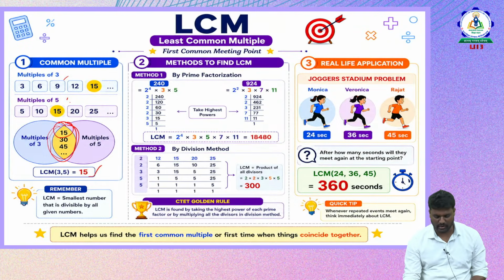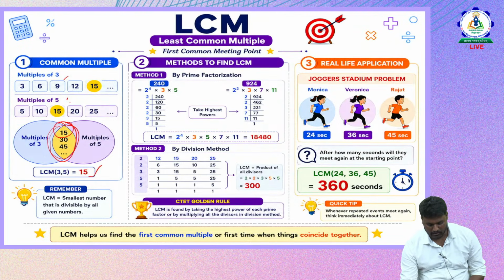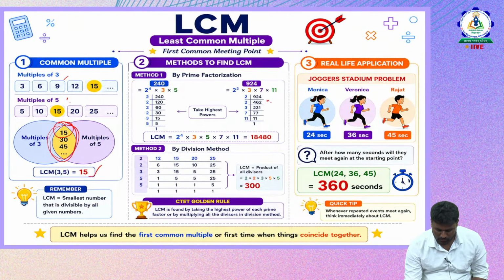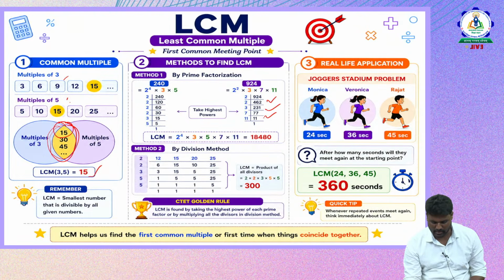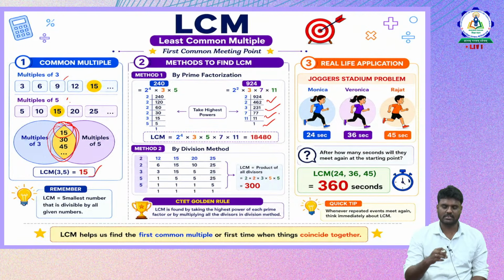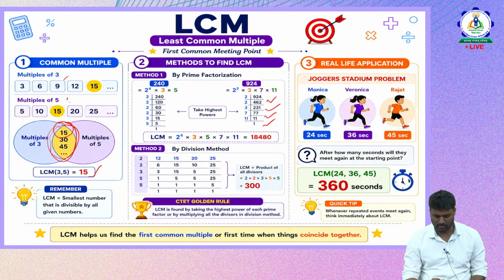Okay, similarly for 924 we can see that 924 can be written as 2 into 462, and 462 again we can write as 2 into 231. 231 can be written as 3 into 77, and 77 can be written as 7 into 11, and 11 can be written as 11 into 1. So this is the divisibility by these numbers.